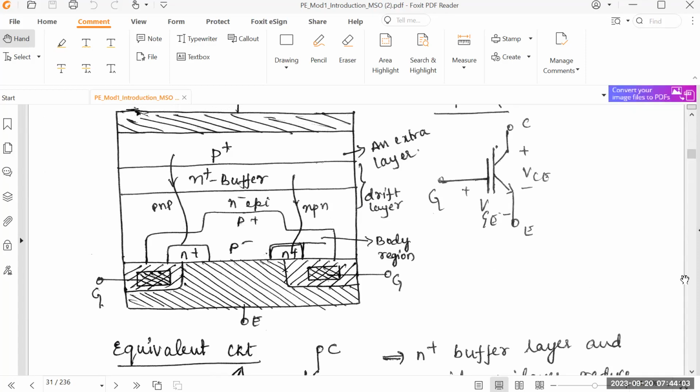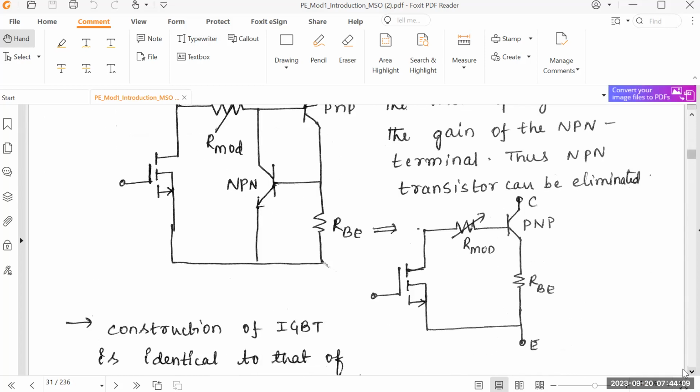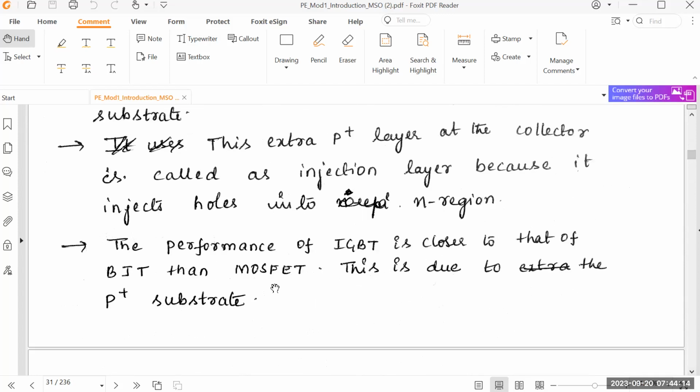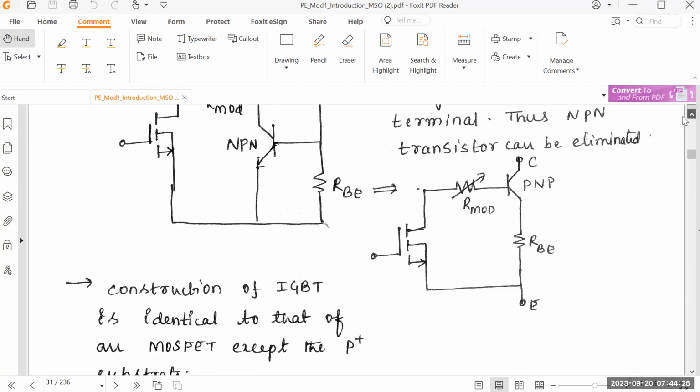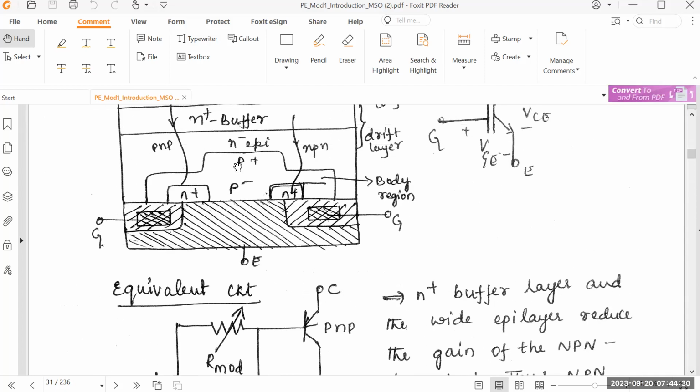After many research works, they have come to the conclusion that the performance of an IGBT is similar to the BJT compared to the MOSFET. This is mainly because of the P plus substrate. We have used a P plus substrate, which you can see in the construction. The P plus substrate is seen over here.